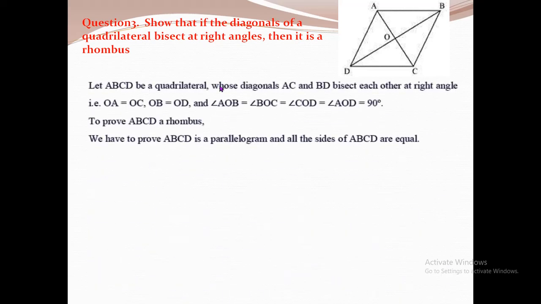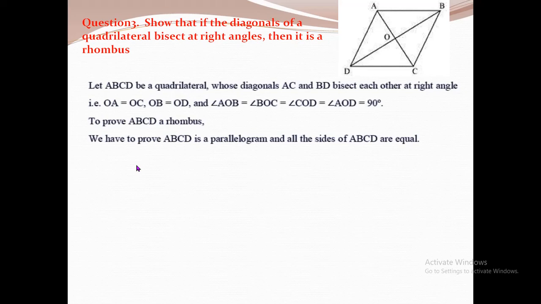For that, ABCD is a quadrilateral whose diagonals AC and BD bisect each other at right angles. That means OA is equal to OC because of bisecting. The halves of the diagonals are equal here: AO is equal to OC and OB is equal to OD. And also each of these angles, as I said already, is 90 degrees. To prove ABCD is a rhombus.